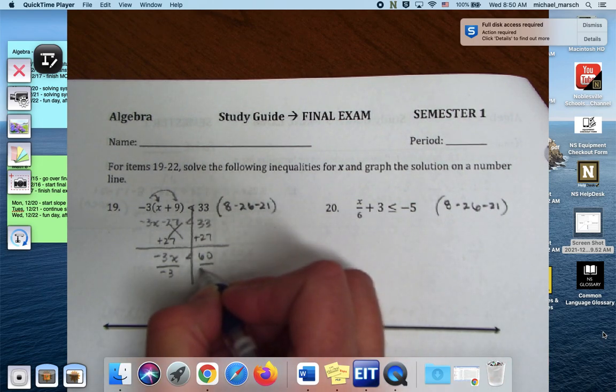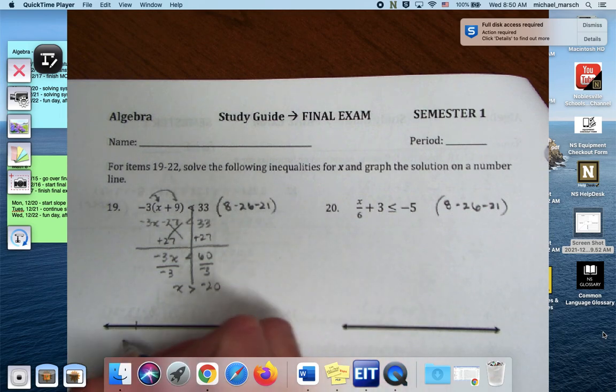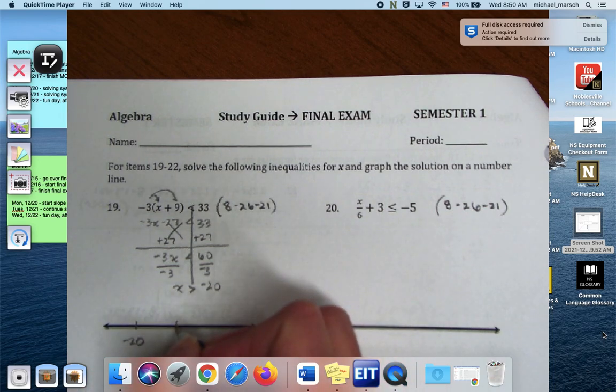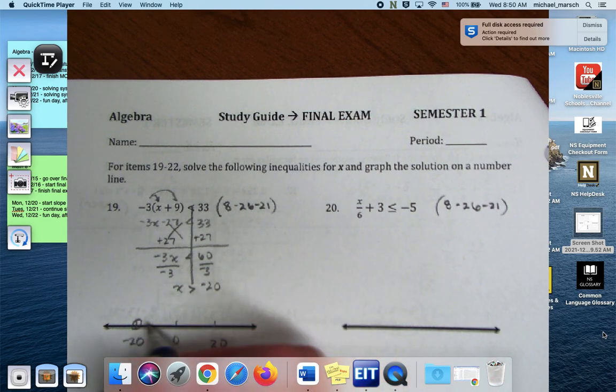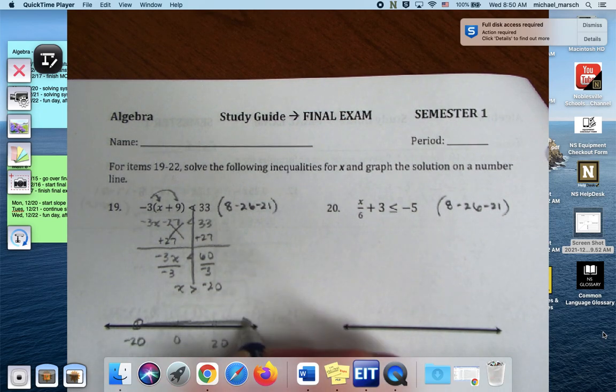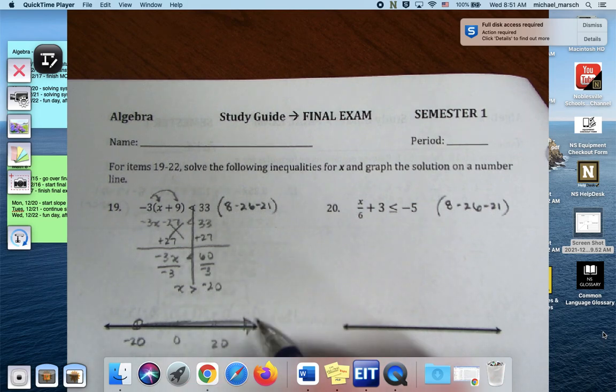Divide by negative 3, which means I have to flip the sign, and I get x is greater than negative 20. So remember, all I need here is my 3 points, negative 20, 0, and 20. It's an open circle, and it's going to be everything greater. And because I have the x on the left side, this is pointing to where my arrow would go.